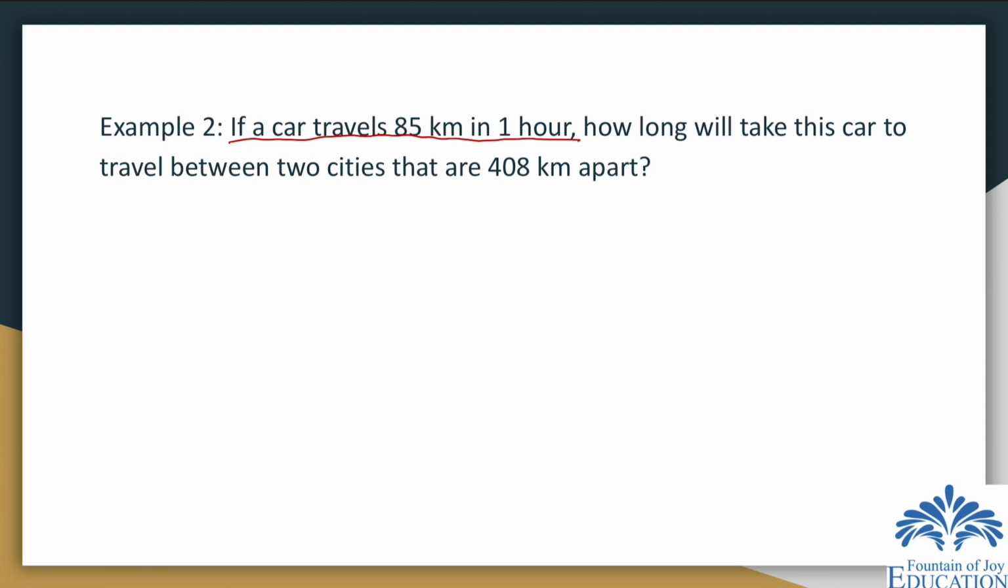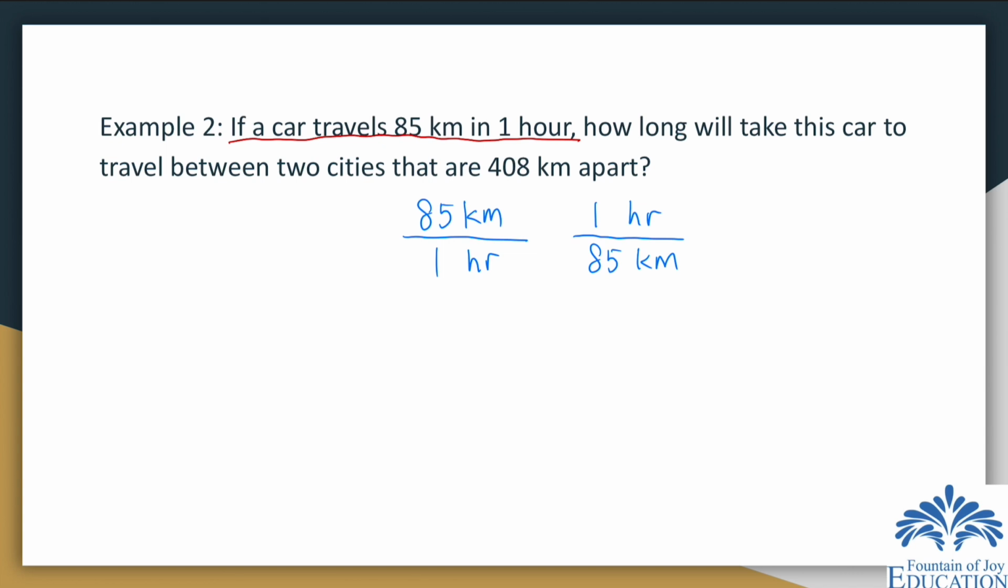The conversion factor in this case is 85 kilometers over 1 hour, meaning that the car travels 85 kilometers, which is equivalent to the distance traveled in 1 hour. We can also write this conversion factor the other way, having 1 hour in the numerator and 85 kilometers in the denominator. And which one we use depends on what unit we need to eliminate.